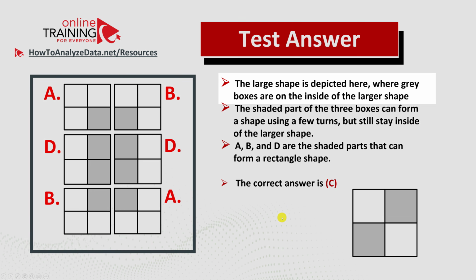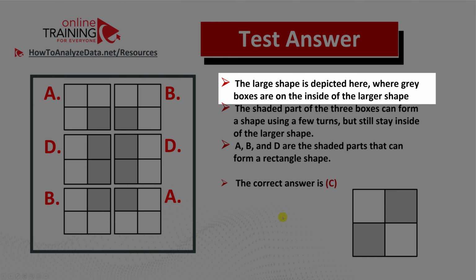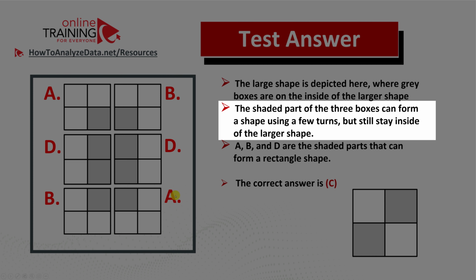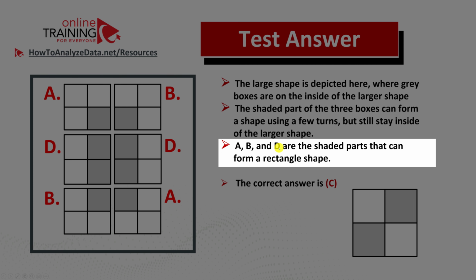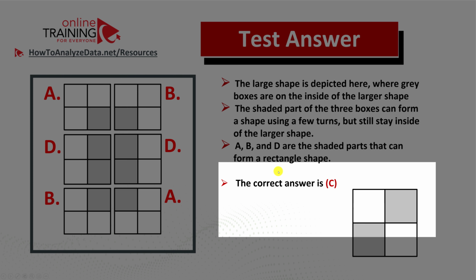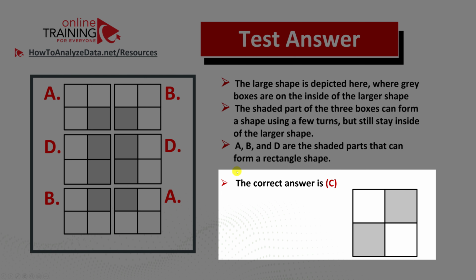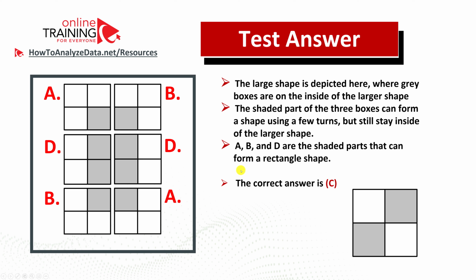Let's recap. The large shape is depicted right here, where gray boxes are on the inside and the white boxes are on the outside of the larger shape. The shaded part of 3 boxes can form a shape using a few turns, but still stay inside the larger shape. This is why choices A, B, and D are valid choices, and choice C is the correct choice, and this is the one you should be selecting. Hopefully you've nailed this question and answered it correctly.